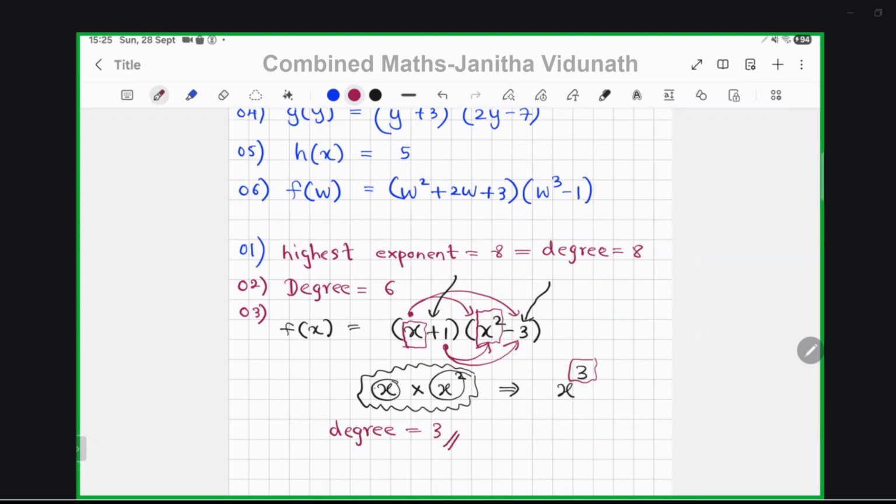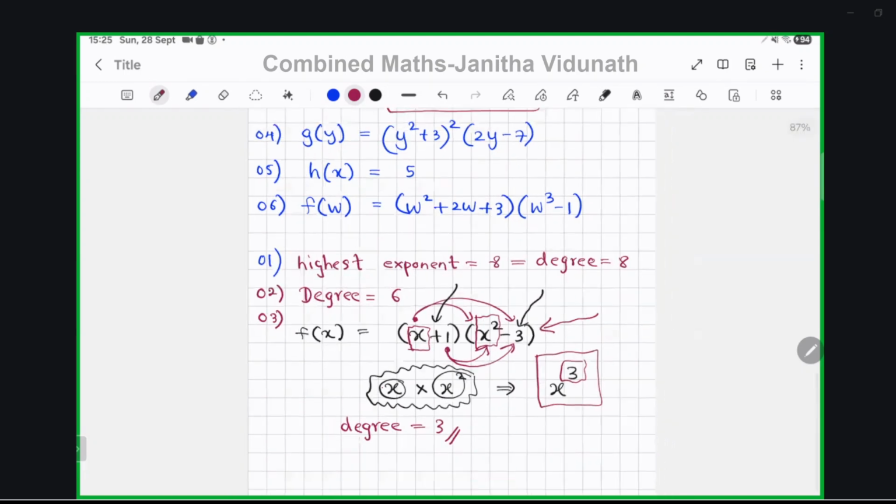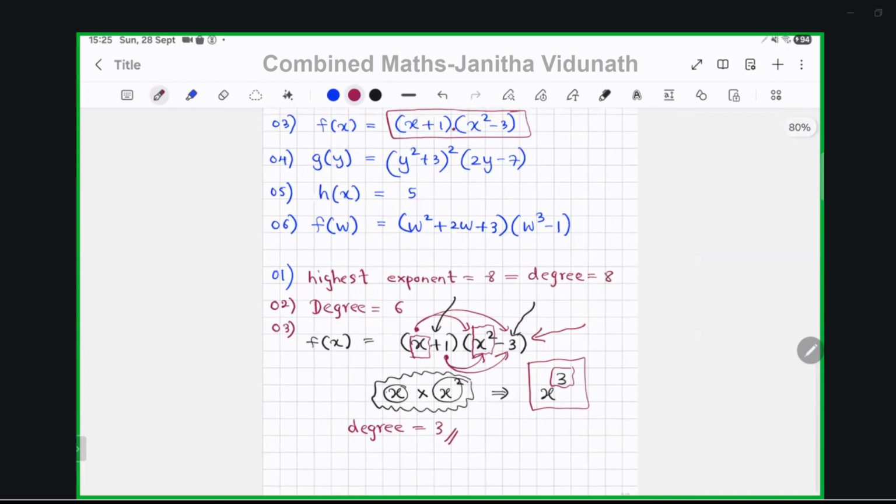Since they are not asking for every term, they only ask for the degree, we do not need to simplify all the expression. We only need to identify the term with the highest power. Okay, we can apply the same theory for the fourth question.